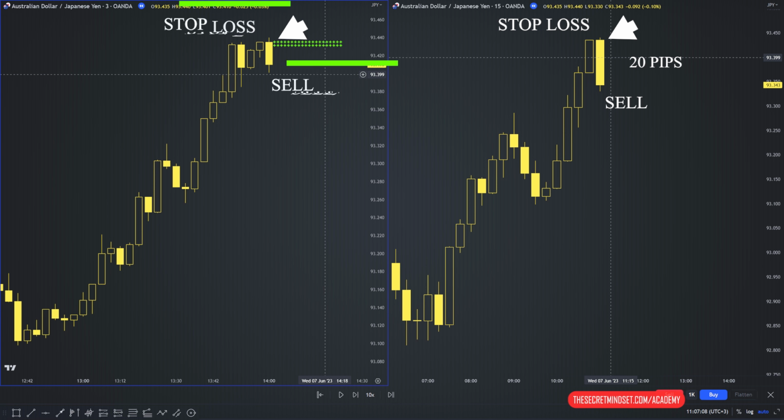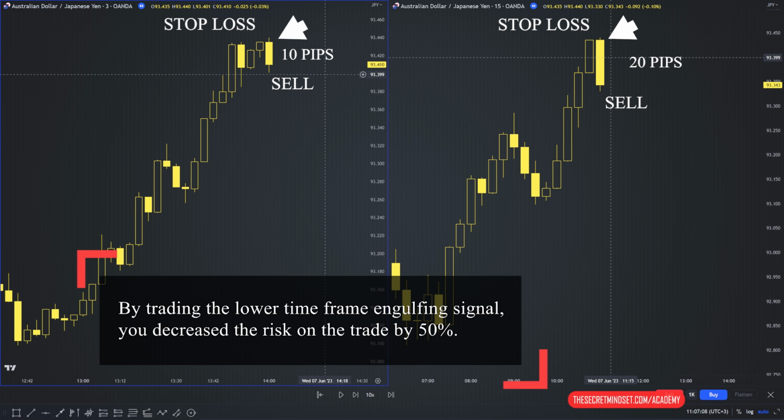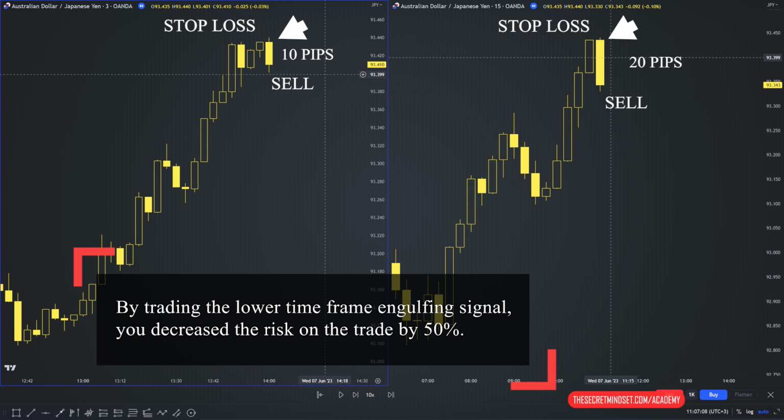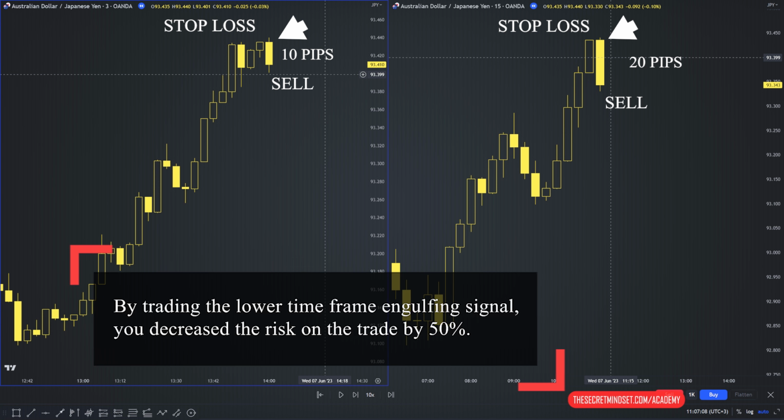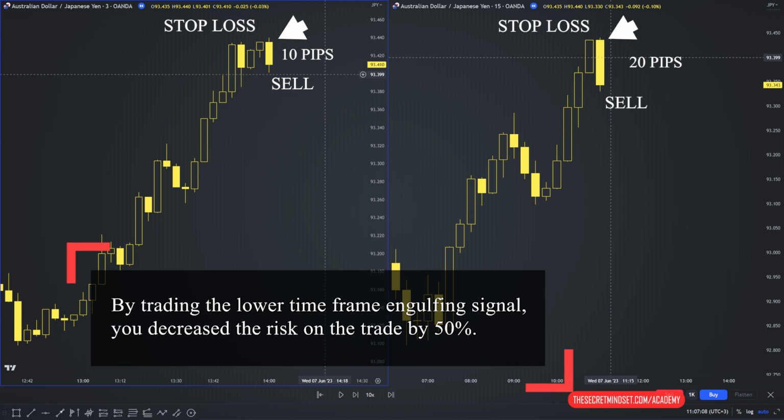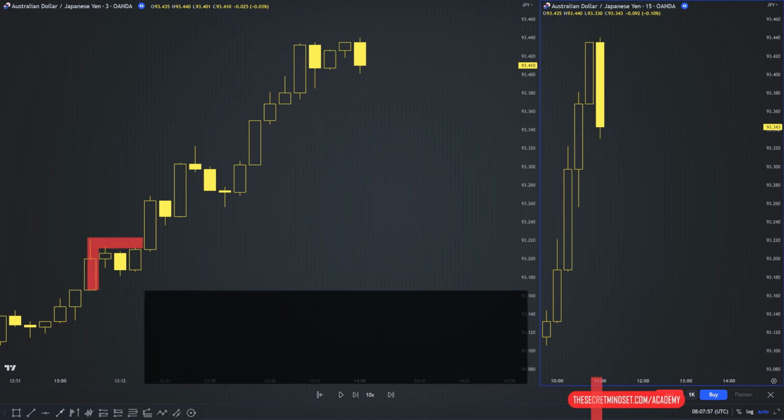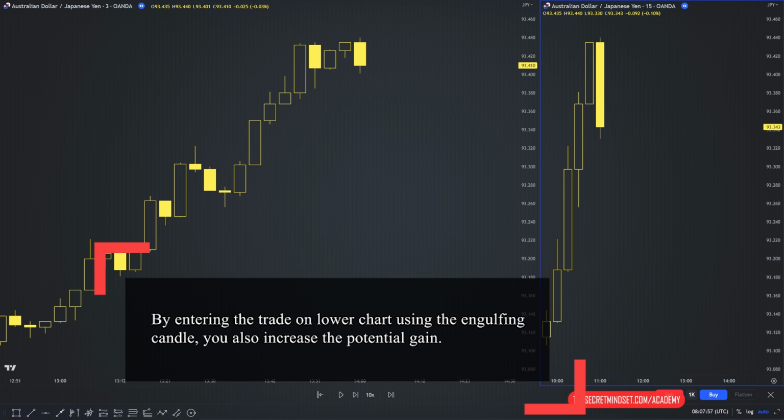However, if you switch to a lower chart and enter the trade based on the engulfing candle seen there, your risk would be reduced to only 10 pips. By doing so, you have effectively decreased the risk on your trade by 50%. Over a series of 10 to 20 trades, this reduction in risk can accumulate to a significant amount of money saved or earned.